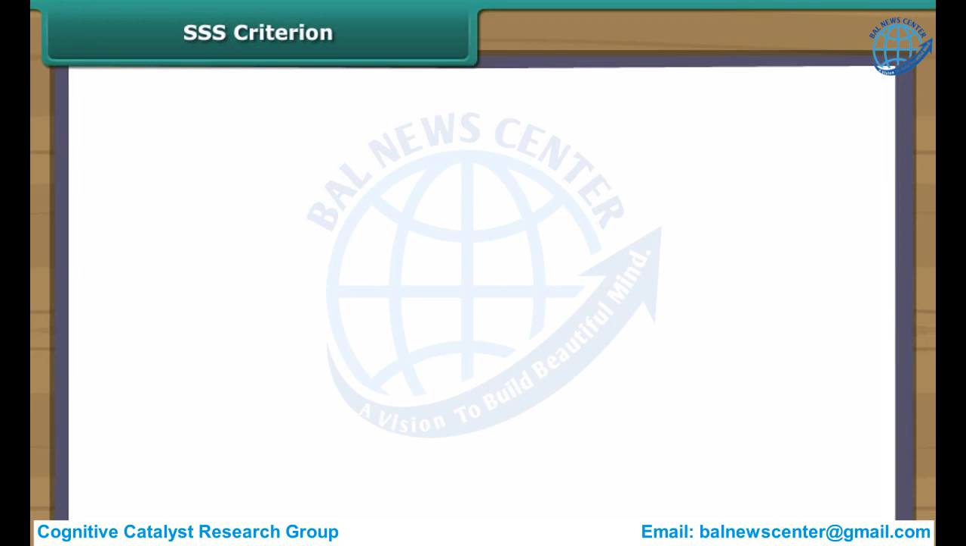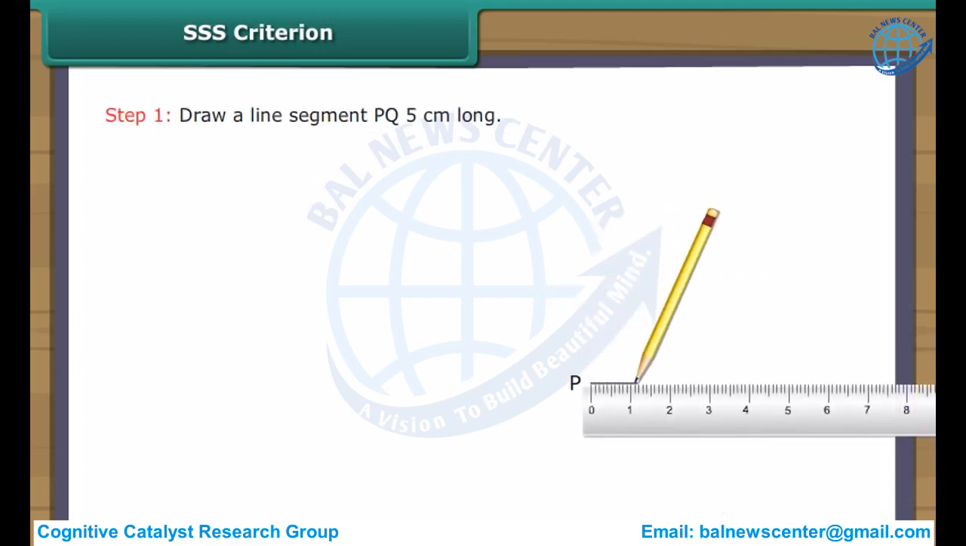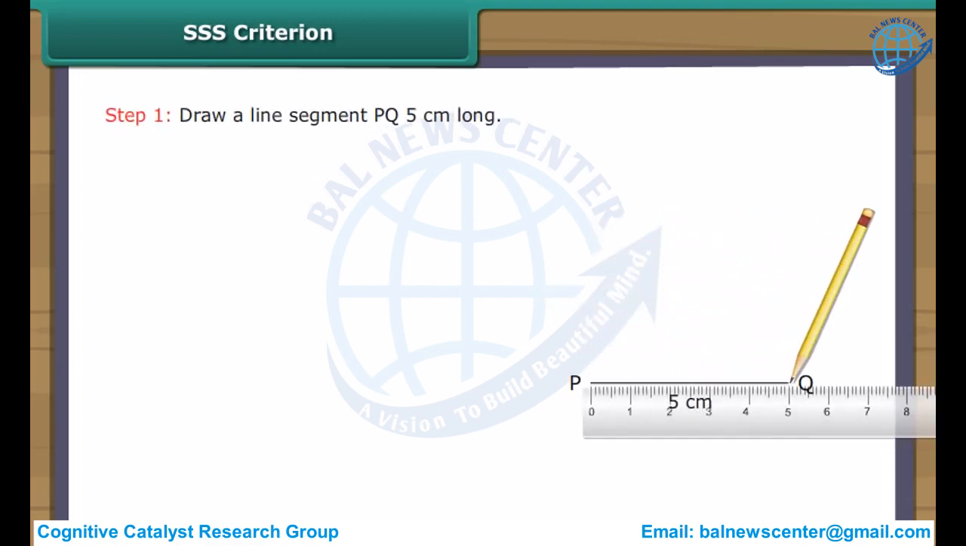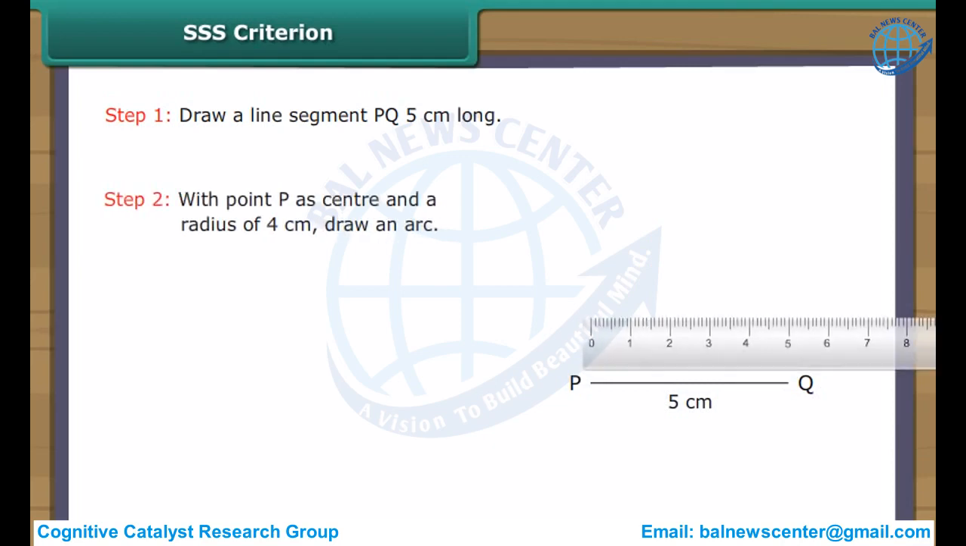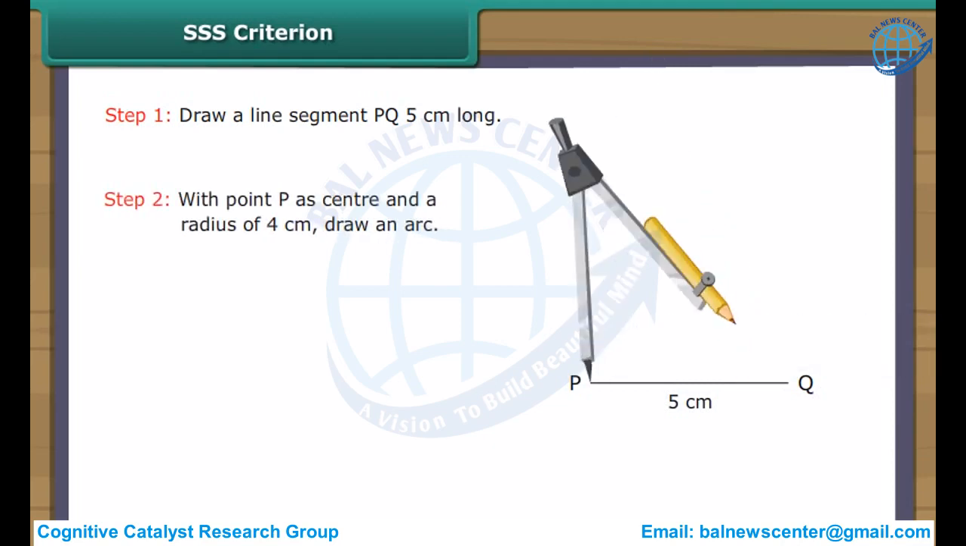SSS criterion. Let us draw a triangle whose three sides measure 4 cm, 5 cm, and 6 cm with the help of a ruler and a compass. Draw a line segment PQ 5 cm long. With point P as center and a radius of 4 cm, draw an arc.